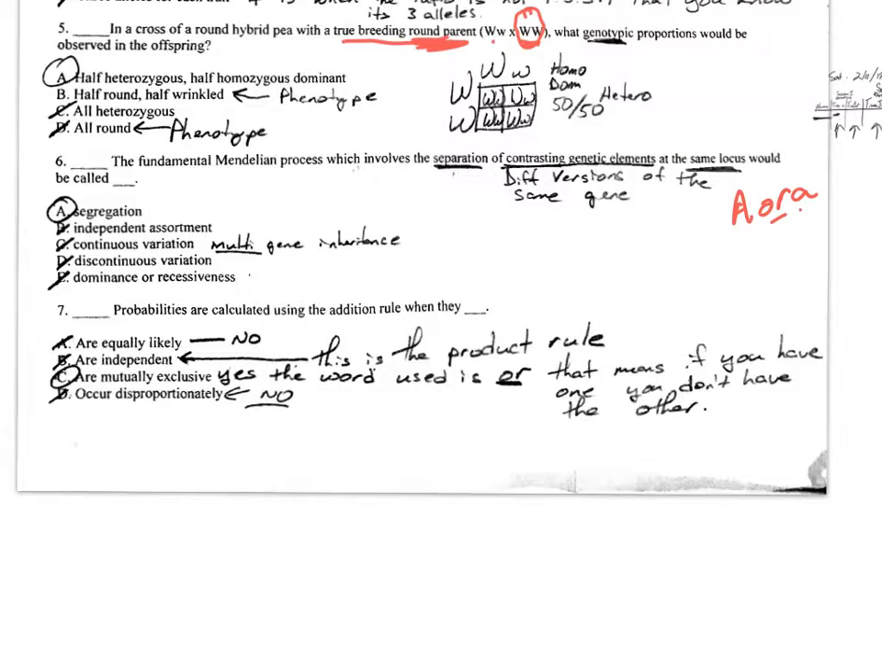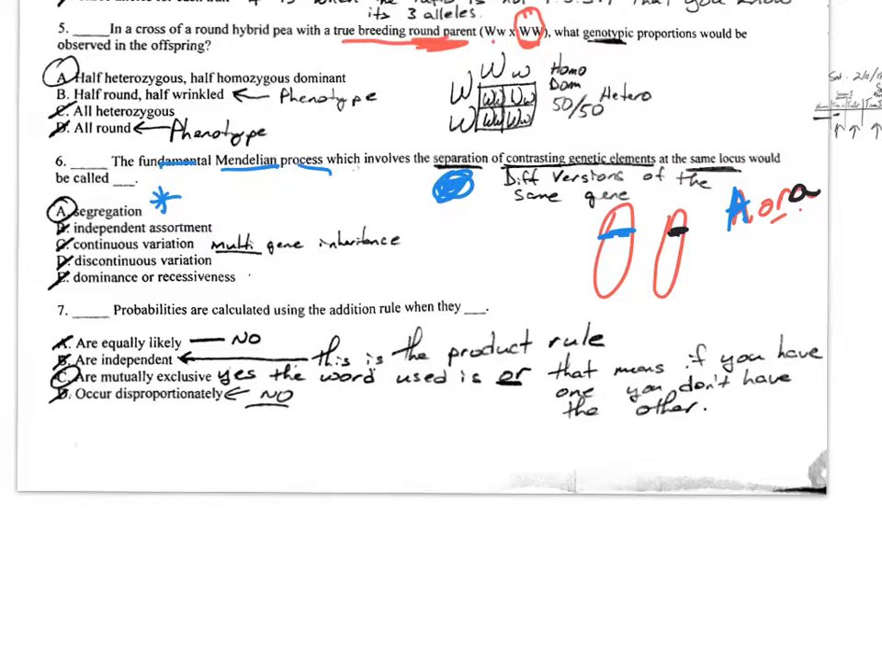So we're talking about separating alleles. Separating what? Where are alleles? Where are these contrasting elements? Where do we find them? On chromosomes. So one is little a, and the other is big A, and they're found on chromosomes. So the fundamental Mendelian process, which involves the separation of alleles, is called what? Segregation. Separating the alleles.